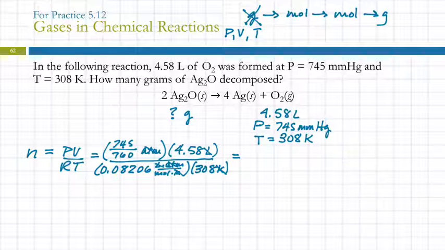745 divided by 760 times 4.58 divided by 0.08206 divided by 308, 0.17763, and that's moles of oxygen. Any questions about how we got to that point?